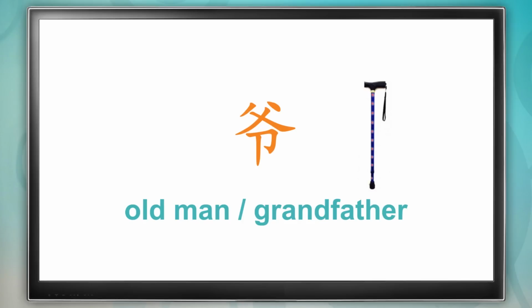The first character we learned today, fù, is actually a part of the character 爷. To me, 爷 looks just like fù, but with a walking cane on the bottom. Which makes sense. When the father gets old, he will become the grandfather. This is how 爷 is written, stroke by stroke.